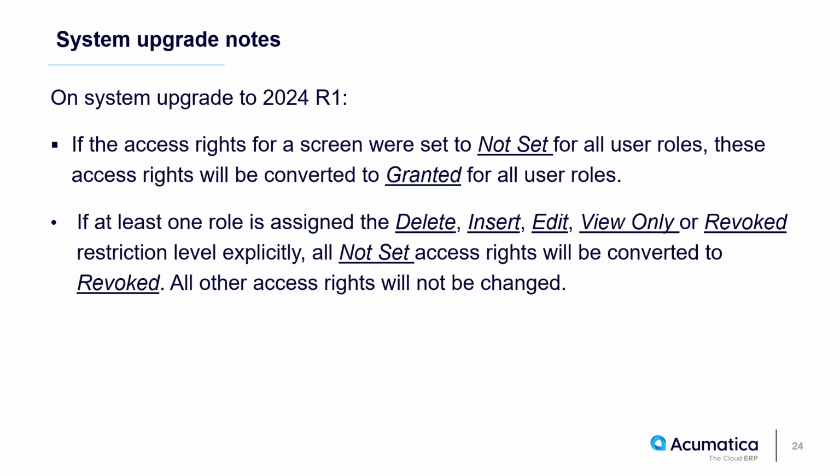However, if at least one role had any other access right set, let's say delete or insert or edit or view or revoked, then all the access rights that are not set will be converted to revoked during the upgrade. And the ones that were set explicitly will stay as is.